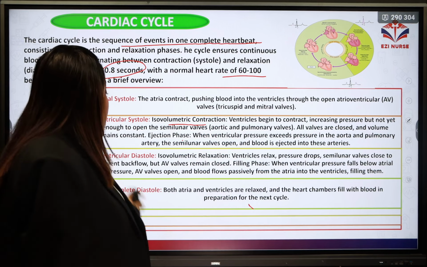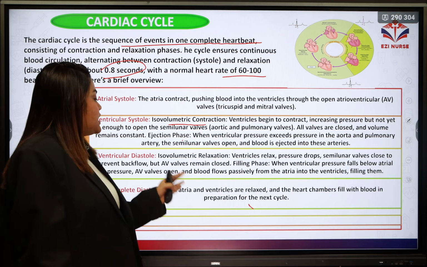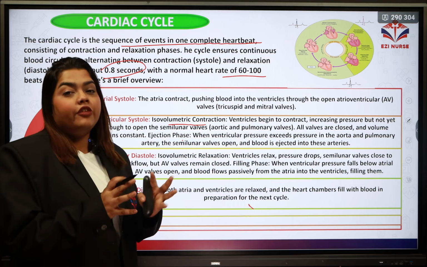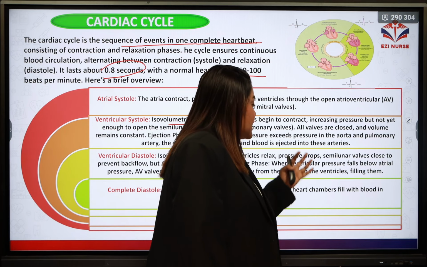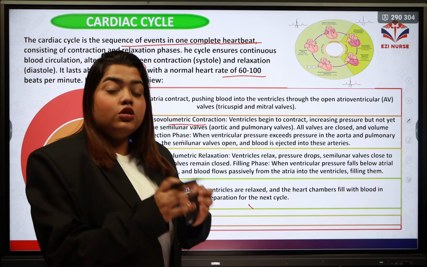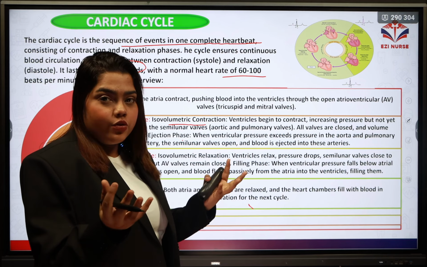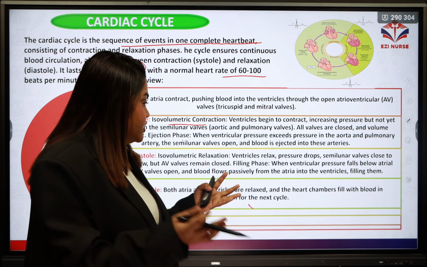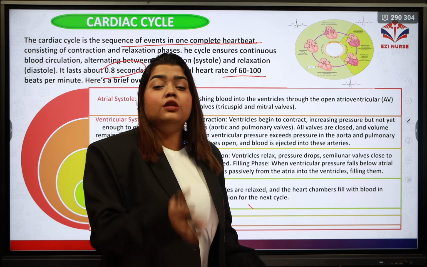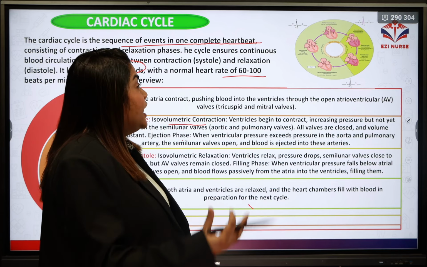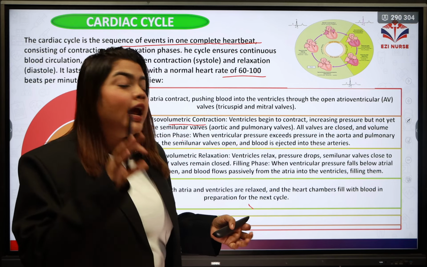Next we will come to the ventricular diastole. Now what is that? The ventricular diastole is isovolumetric relaxation, in which the ventricles will relax and pressure drops. The ventricle will be relaxed, it will expand. Not contraction but expansion. The ventricle will be relaxed and the pressure will drop.